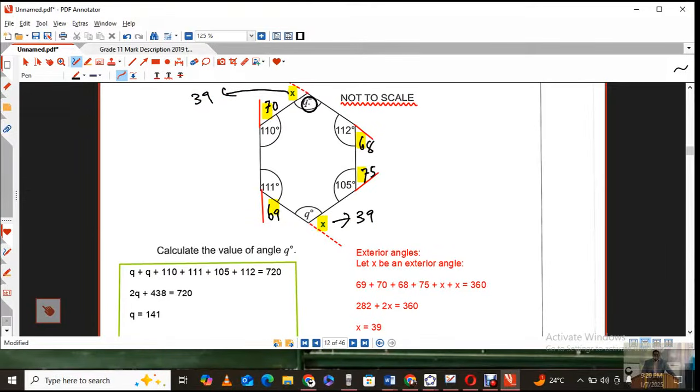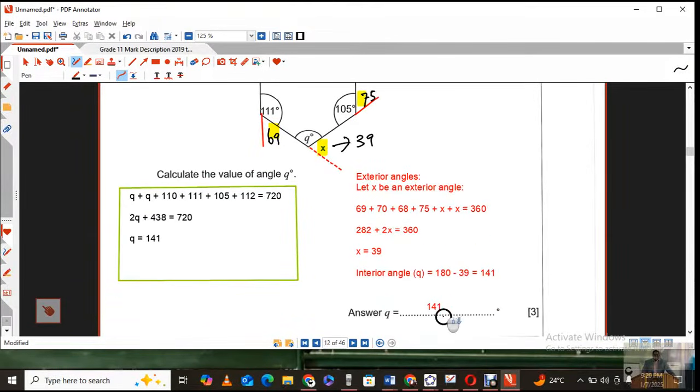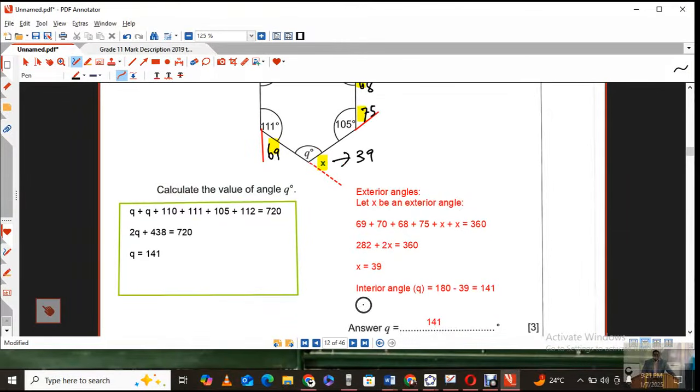Now, the interior angle plus the exterior angle of a polygon will always equal 180. So in order for me to find my answer, I will just say the interior angle will be 180 minus that exterior angle, which gives me 141. Or you could use another fact.